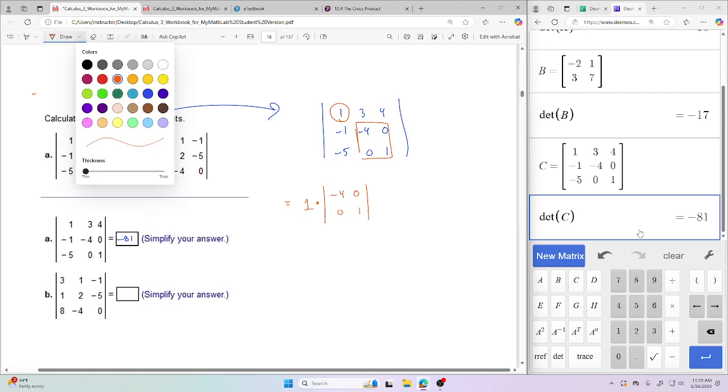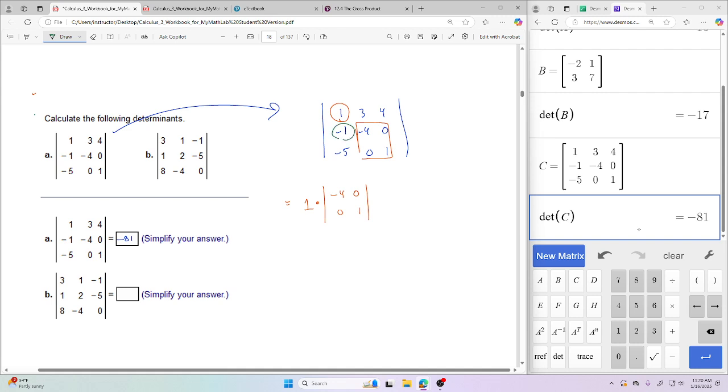Second one. I'm going to use this guy. Again, you have to use the same row or the same column, as long as you're going down or going across, whatever you want to do. So I'm going to do that.